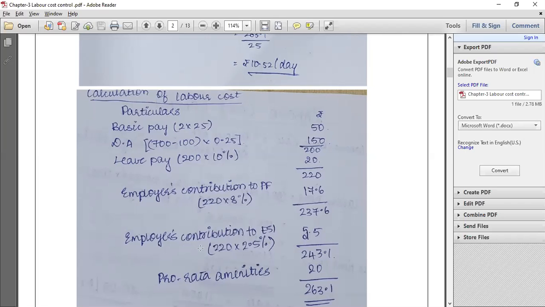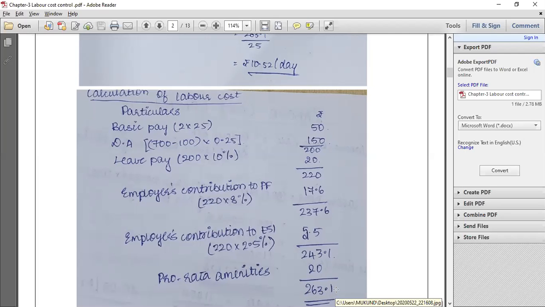Then the employer's contribution to ESI, as I told you, is 2.5% on first, second, and third. First, second, and third total amounts to 220 rupees. On this 220, 2.5% would be the contribution to ESI, which would be 5.5 rupees. So in total you are getting 243.1. Then the pro rata amenities directly given per labor per month is rupees 20. So 243.1 plus 20, your total labor cost per month is 263.1.